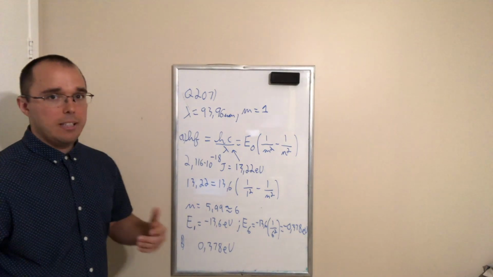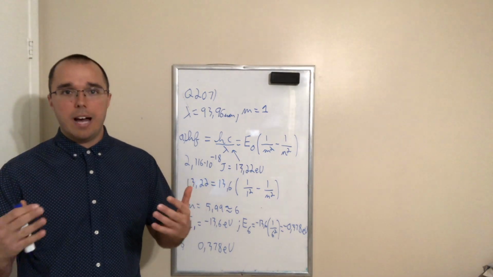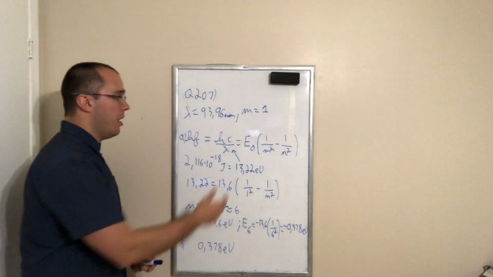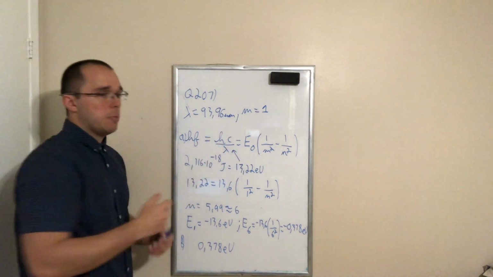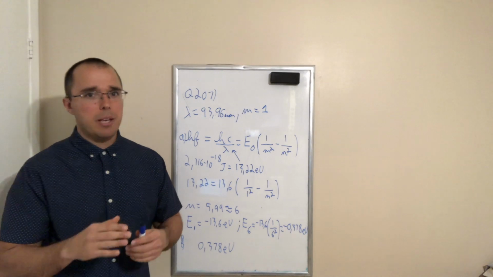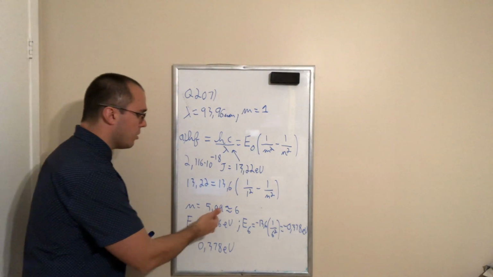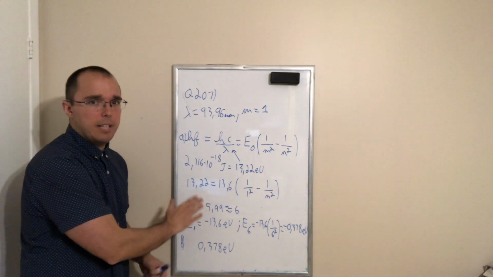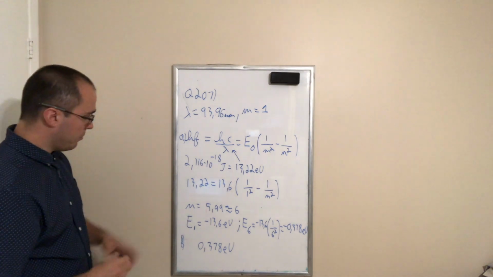And this value is mainly due to the fact that I used rounded values in the formula. For example, I use the speed of light as 3 multiplied by 10 to the power 8. It is close enough for me, but if you get a value really close to an integer, just round to the next integer. All right?